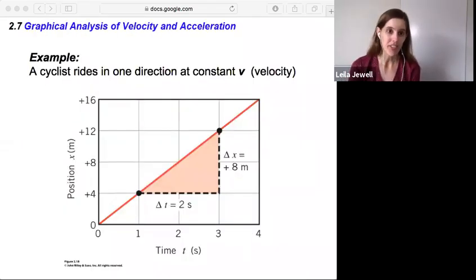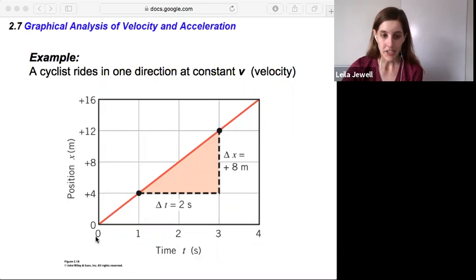Section 2.7, Graphical Analysis of Velocity and Acceleration. So let's think of an example. A cyclist rides in one direction at a constant v, where v is velocity. And that can be graphically shown here on this graph of position, x, versus time on the horizontal scale, t.